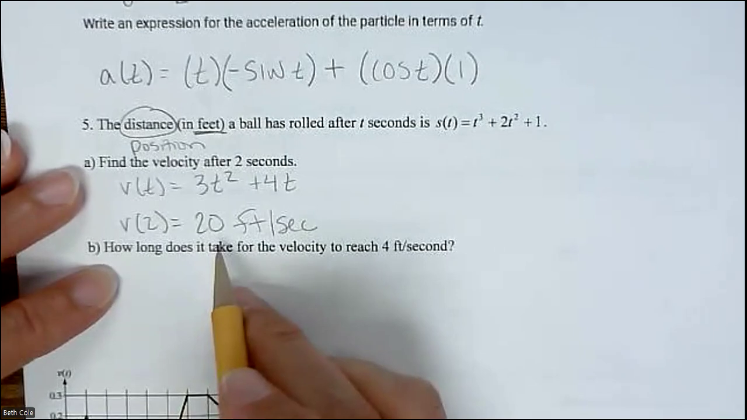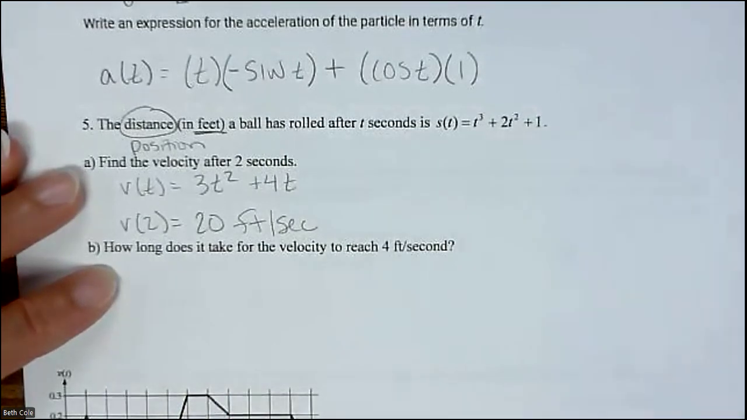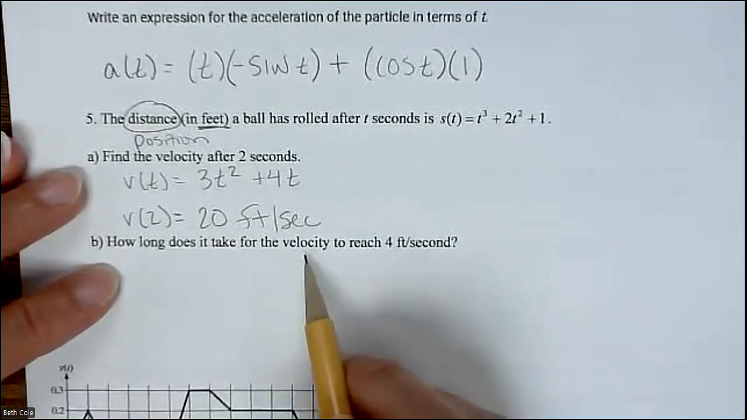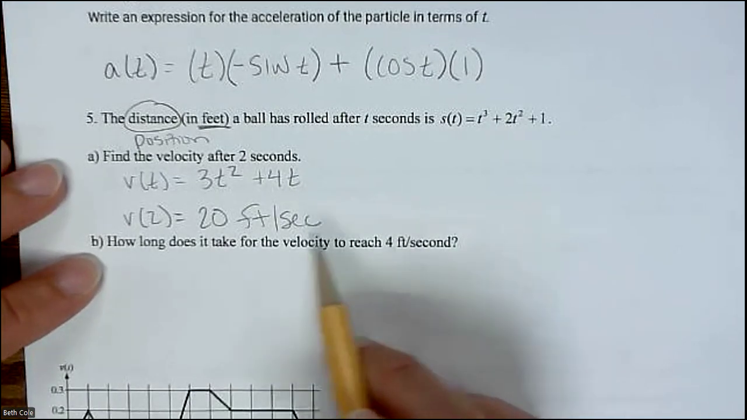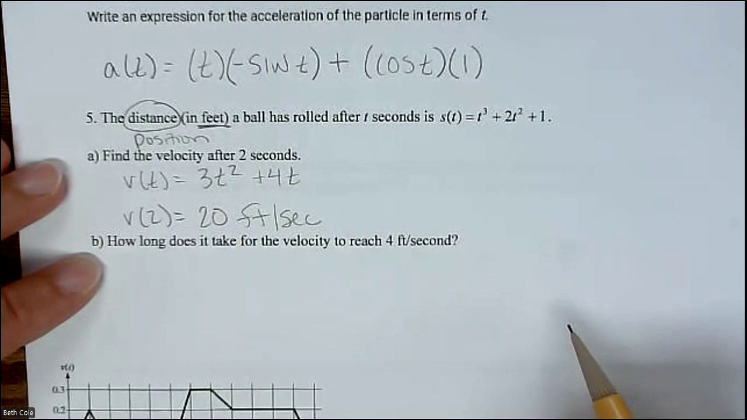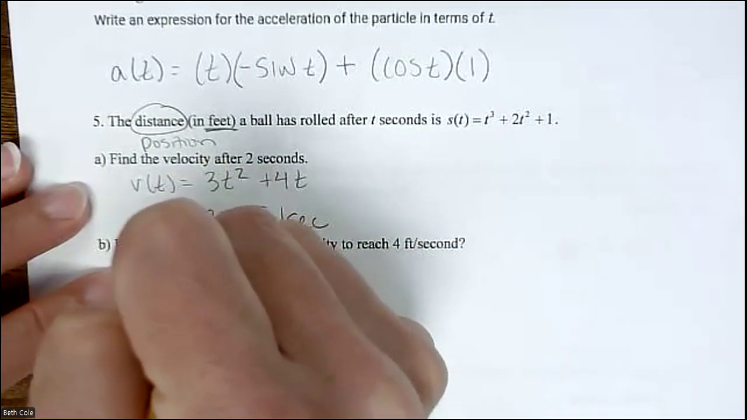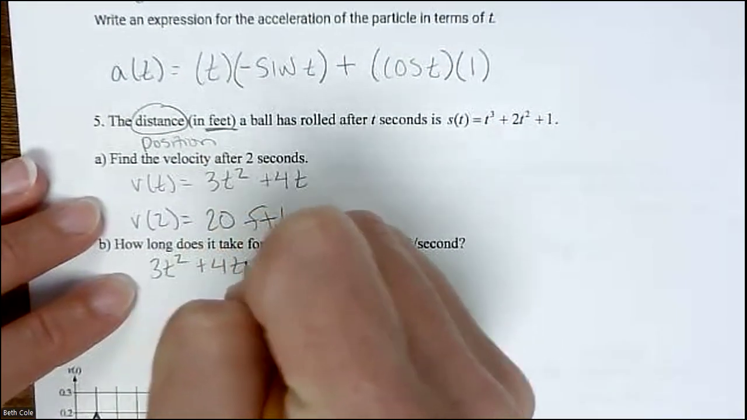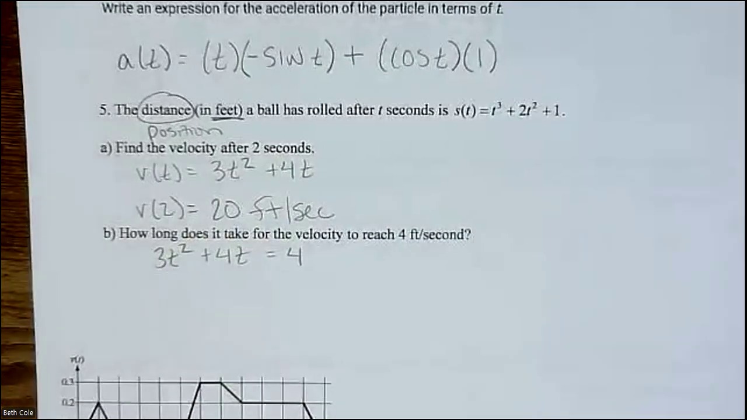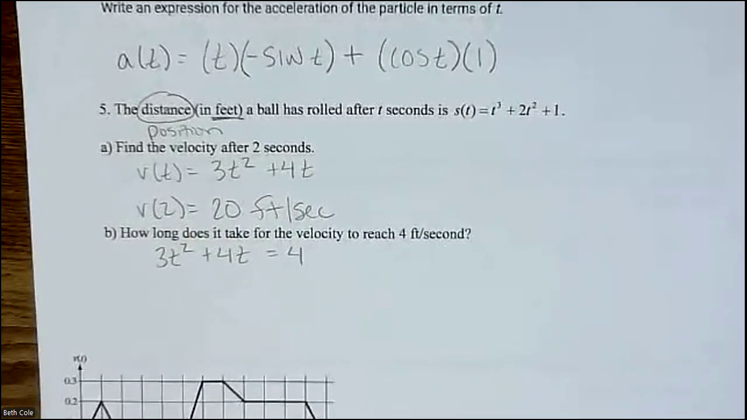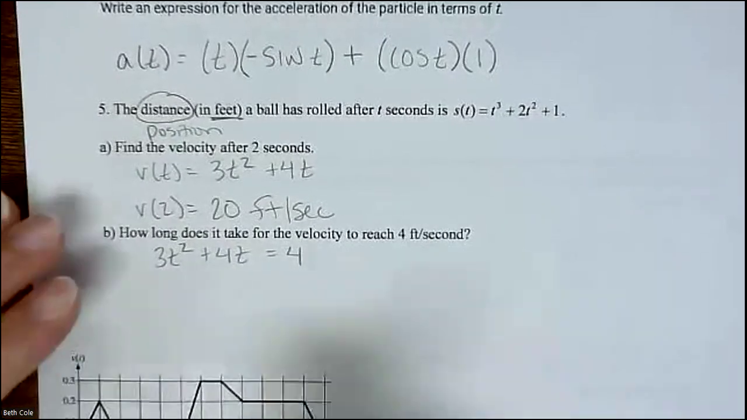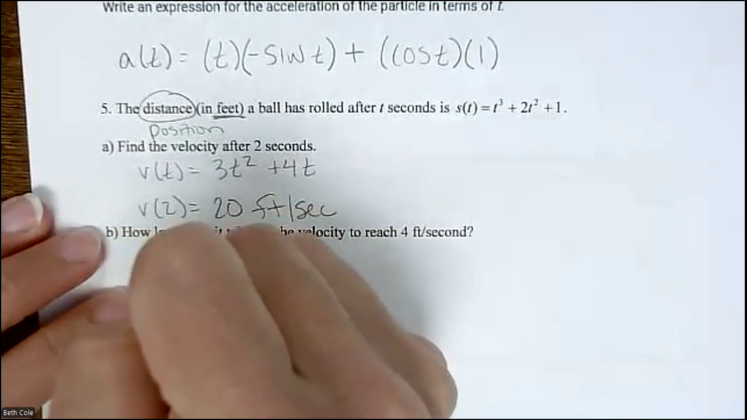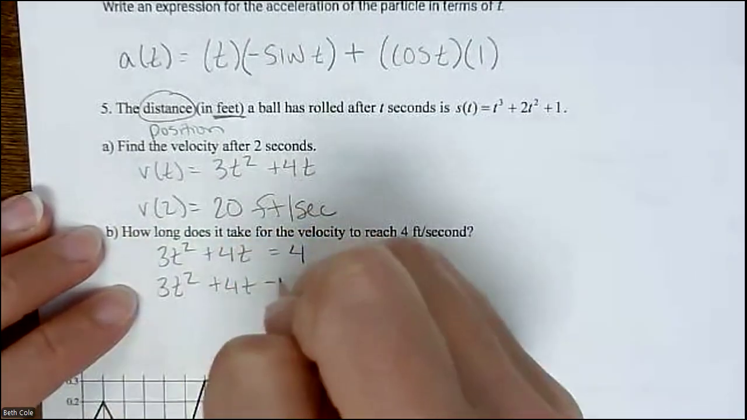B is how long does it take? So our answer will be something seconds. How long does it take for the velocity to reach 4 feet per second? So you're not going to plug in 4 to the velocity. Good, perfect. Now that is going to involve some algebra. You're going to take your velocity and set it equal to 4. Evacuate, evacuate, evacuate. It has to equal 0. So you're going to slide that 4 over so that it all equals 0.